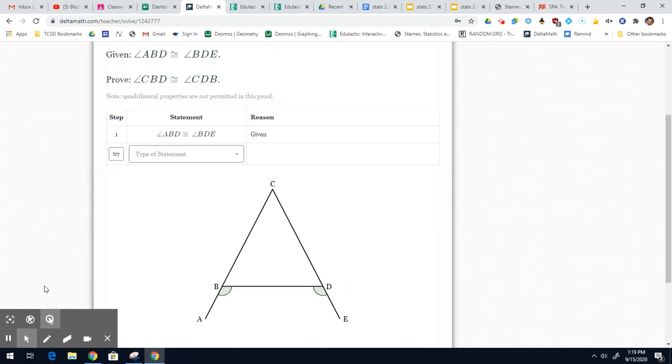Okay, so this one says angle ABD is congruent to angle BDE, and those are marked here, ABD and BDE. We want to prove that angle CBD is congruent to angle CDB. All right, so let's draw some things on here. So these two angles are congruent, so this angle and this angle. We eventually want to prove that these two angles are congruent here and here. So the question is, what do these angles do together?